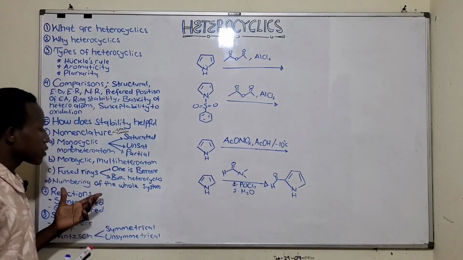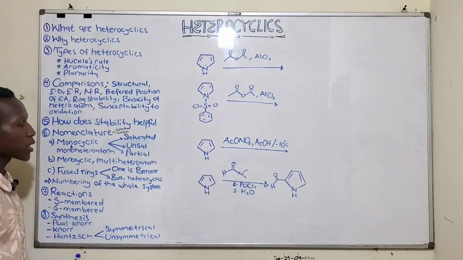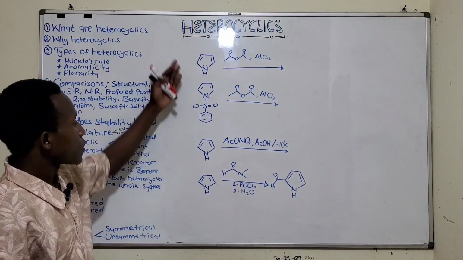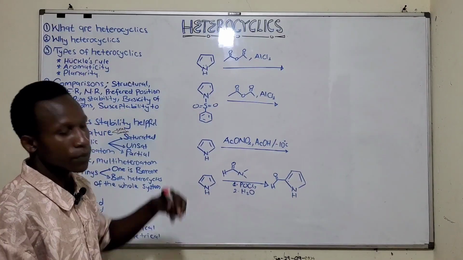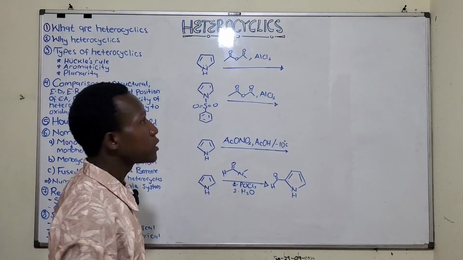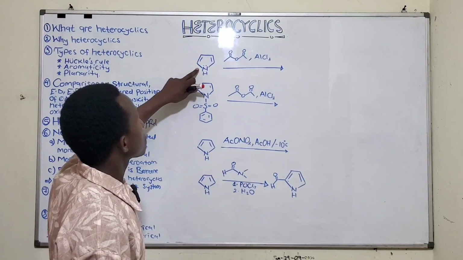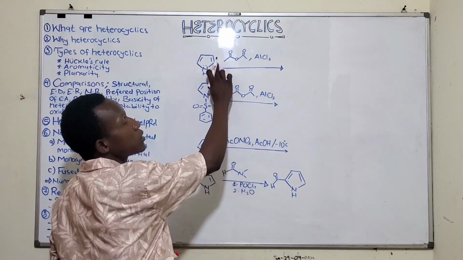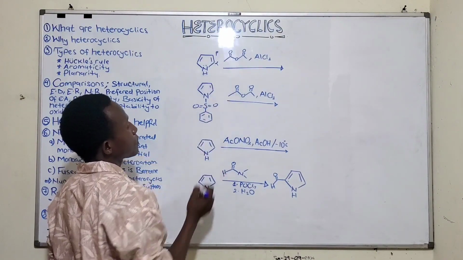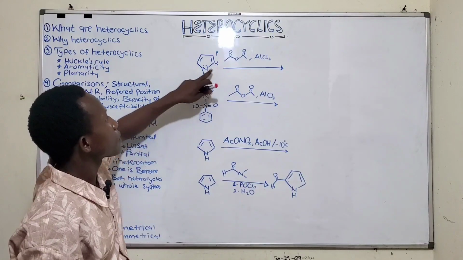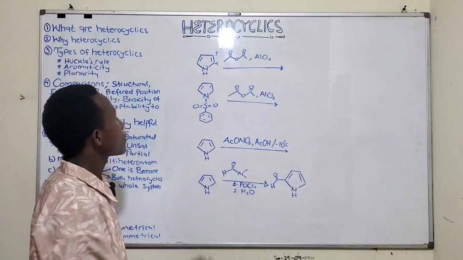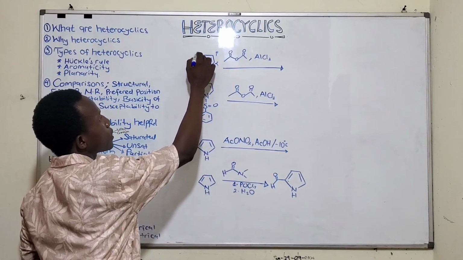Let's talk about some reactions of 5-membered heterocyclics before going to 6-membered heterocyclics. We have these examples here. This is pyrrole. As we say, 5-membered heterocyclics like pyrrole, thiophene, and furan prefer position 2 or the alpha position. This is alpha, this is beta. So they prefer position 2 than position 3. Also this one, alpha and beta.